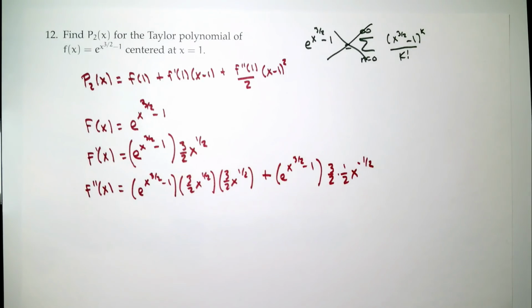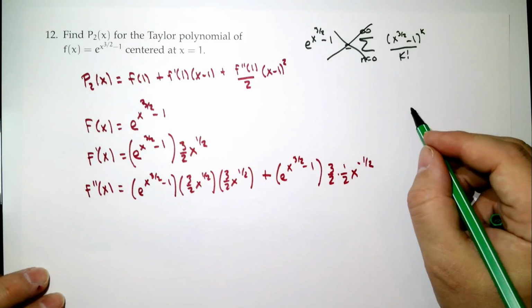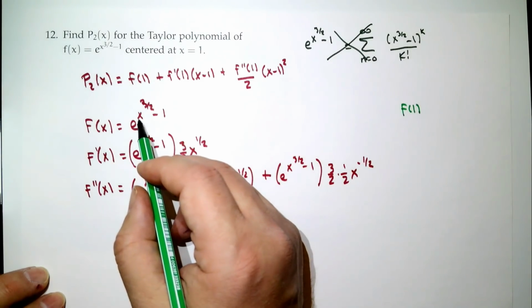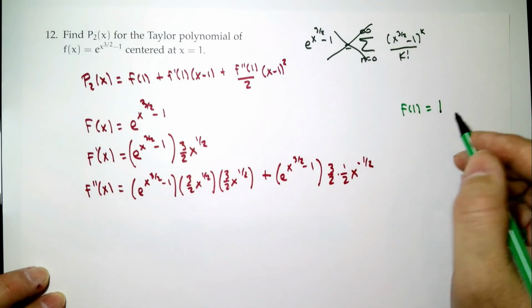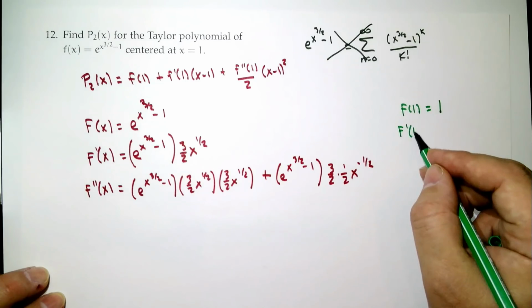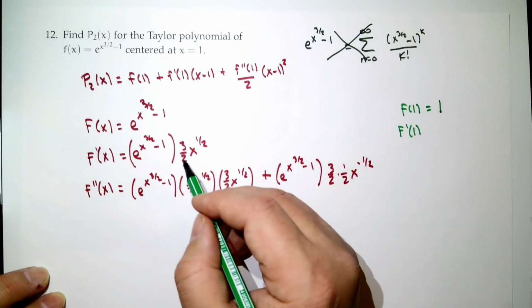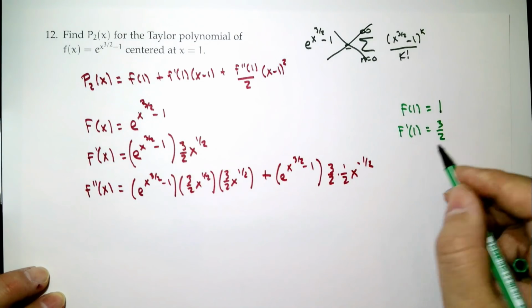Plug in 1, because I need to have these functions evaluated at 1. What happens when I plug 1 into here? I get e to the 1 minus 1, which is e to the 0. E to the 0 is 1. When I plug it into the derivative, again, e to the 0, which is 1, times 3/2 times 1. So f prime of 1 is 3/2.